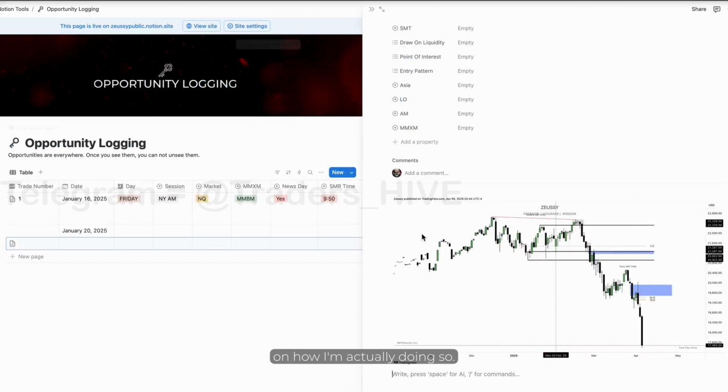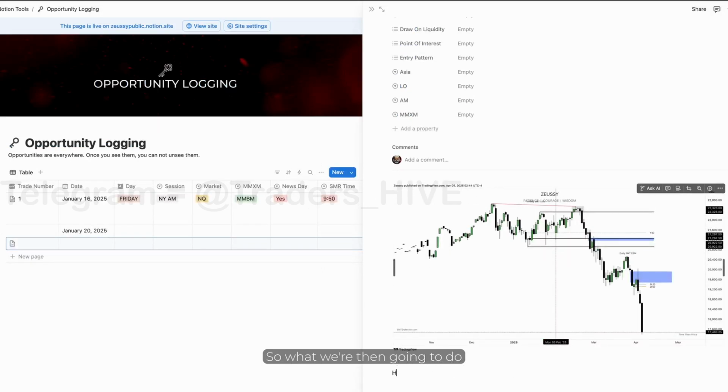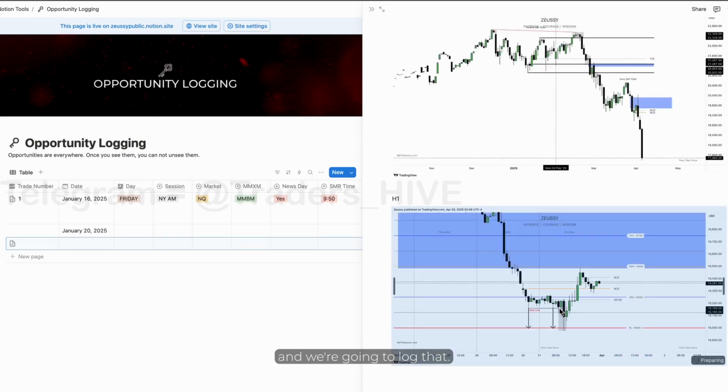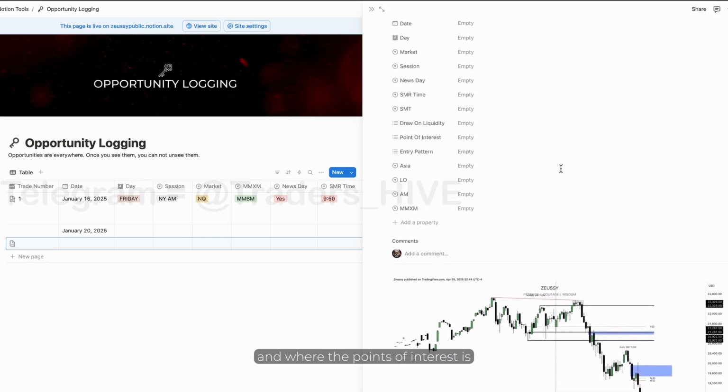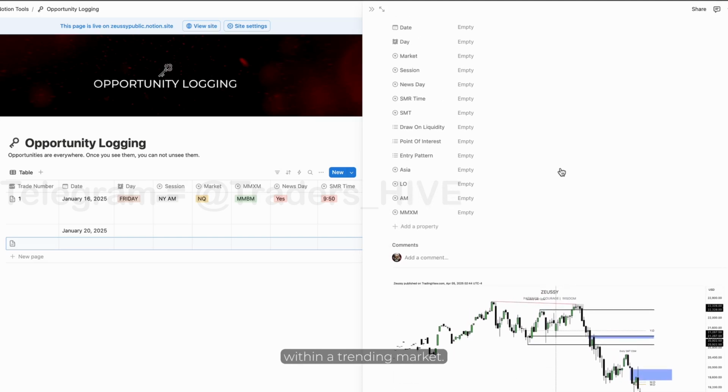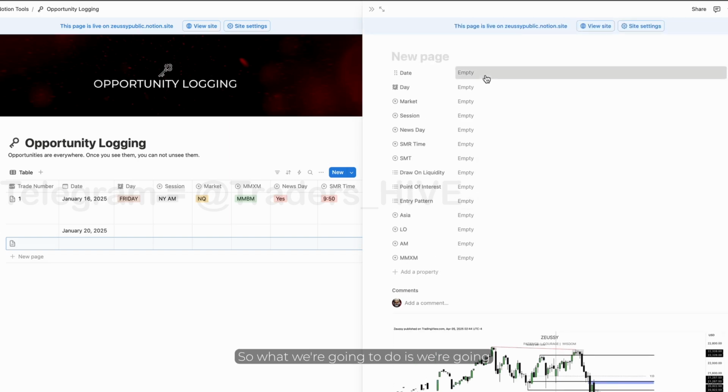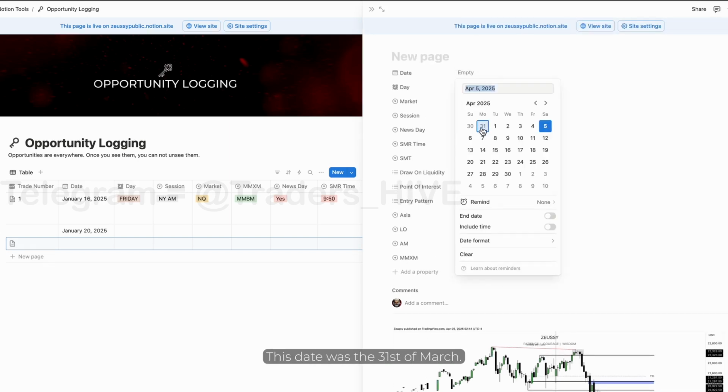So what we're then going to do is type H1 RE, and we're going to log that. And the reason why we're just going to stick to the RE chart is because I want you to understand that based upon the RE chart, you can already see these moves taking place. Meaning, all you need to define is where the draw on liquidity is and where the point of interest is within a trending market. So what we're going to do is log the date. This date was the 31st of March.